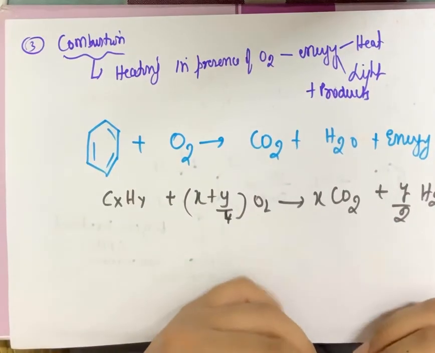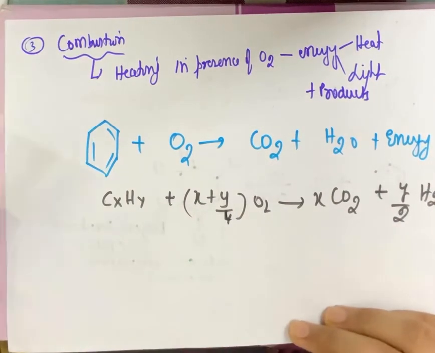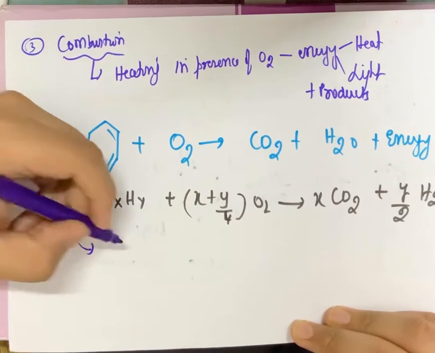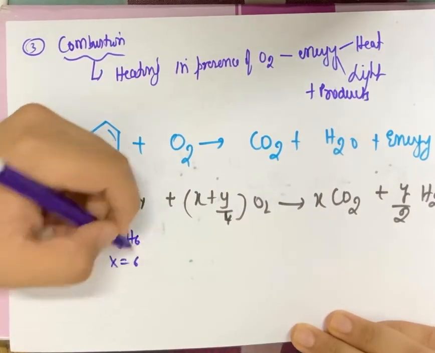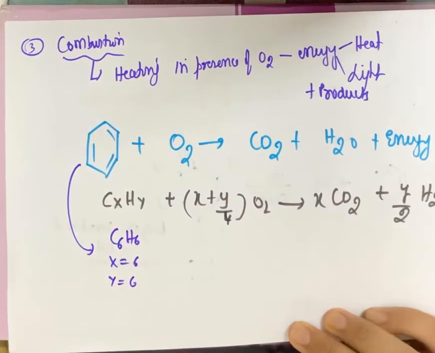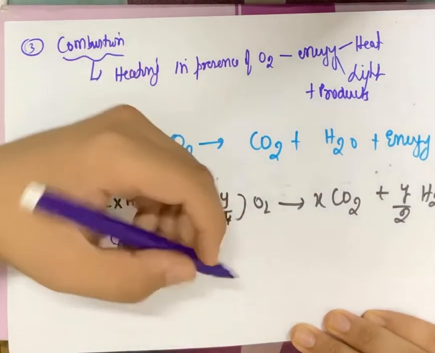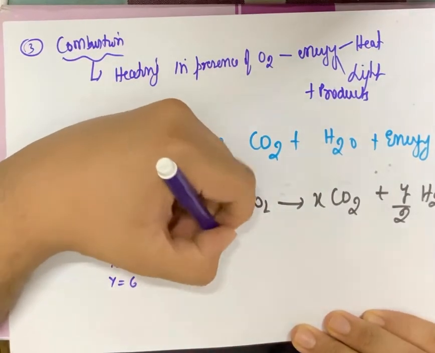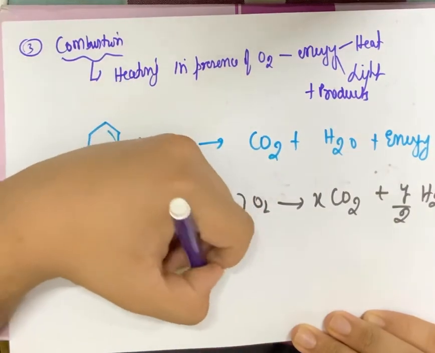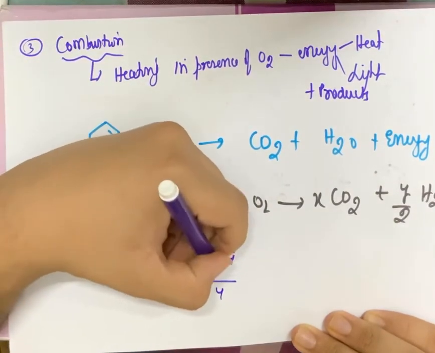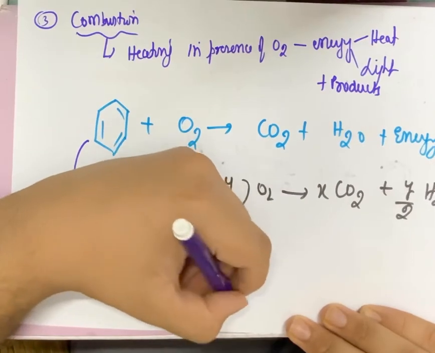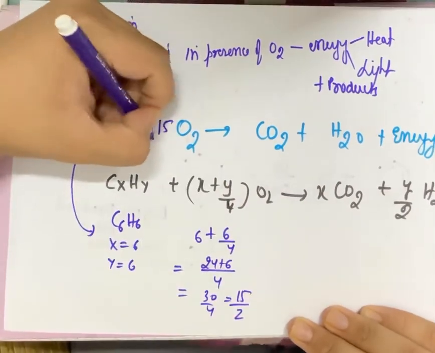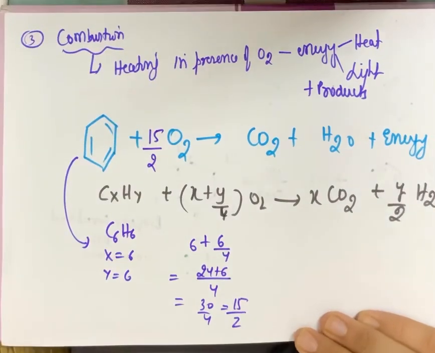Now in the case of benzene, I have C6H6. That means x is 6, the number of carbons, and y is also 6. That means oxygen will be 6 plus 6 by 4. I take the LCM: 24 plus 6 by 4, which is 30 by 4, which is 15 by 2. So I write 15 by 2 oxygen.